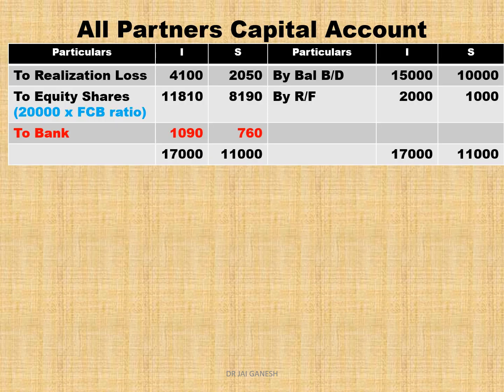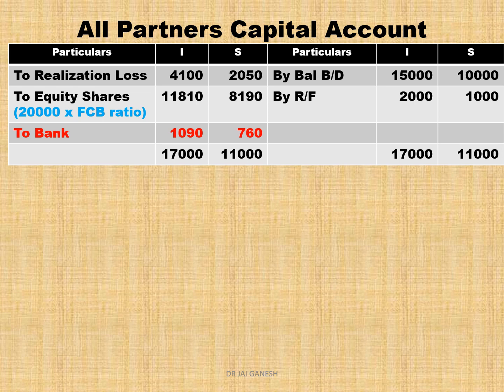Capital account, first step: by balance brought down. Bring the capital from the balance sheet, 15,000 and 16,000. Distribute the reserve fund 2,000 and 1,000. So first bring the capital balance and the reserve fund. Next, transfer the realization profit to Indra and Sudha. Distribute 20,000 equity shares in the final capital balance ratio.